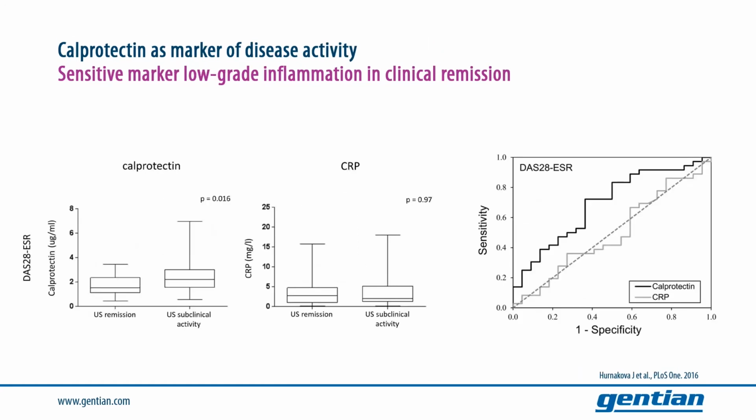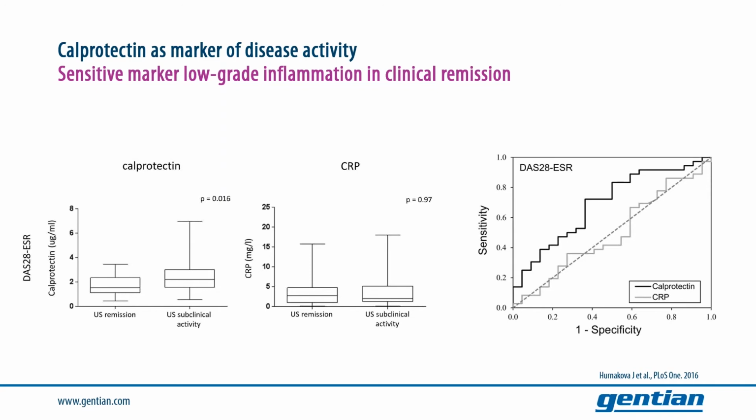This last important point, that calprotectin can even distinguish between patients in remission and patients with subclinical low-grade inflammation activity, was also confirmed in a study from Honakowa and colleagues. In some patients in clinical remission, low-grade inflammatory activity may persist but remain undetectable by routine clinical examinations and laboratory tests, and might only be visualized by ultrasound.